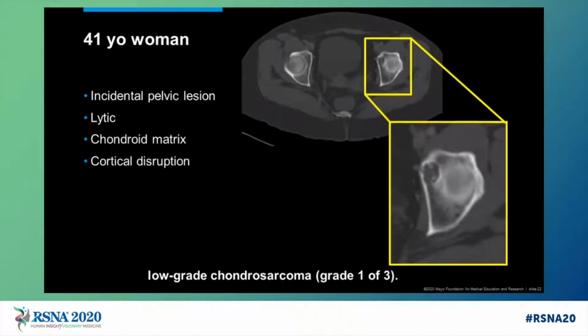Here's a nice example of when CT is applicable. Here's a lesion that I don't think we would have seen radiographically. It was actually noted incidentally on a pelvic floor MRI. You can see the punctate calcification within it, and this turned out to be a low-grade chondrosarcoma.